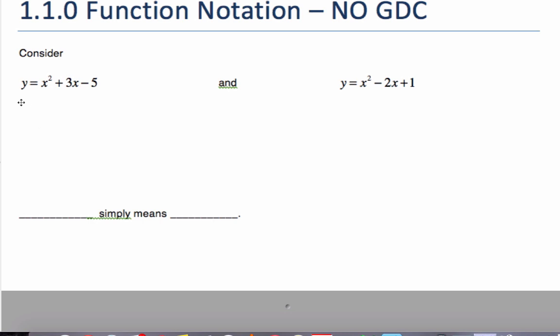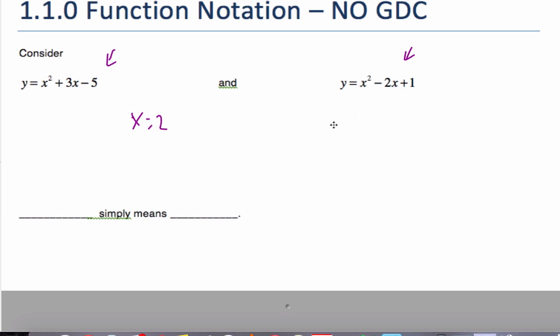So we got two equations here, y equals x squared plus 3x minus 5 and y equals x squared minus 2x plus 1. Could you find me y when x is 2? Yes, but I'm a little confused right now because there's y on the left-hand side of the screen and y on the right-hand side of the screen. And so which one was I talking about?